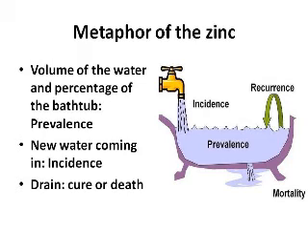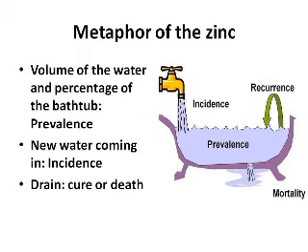Now, incidence would be the new water coming in. So those would be the new cases. There's a difference. Prevalence is the number of people that have the disease, whereas incidence is the new people coming in. So that is to say, the newly diagnosed cases. Now, this can change. If you have a lot of incidence, then of course, the prevalence is going to go up. But there are some things that can change the prevalence as well.